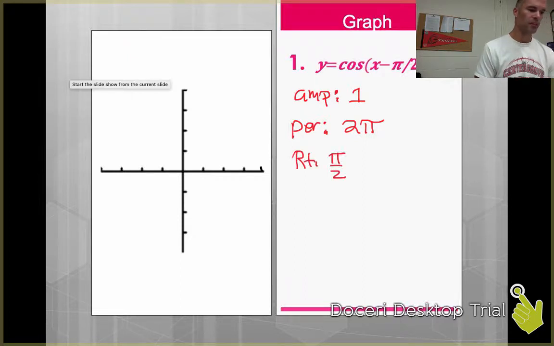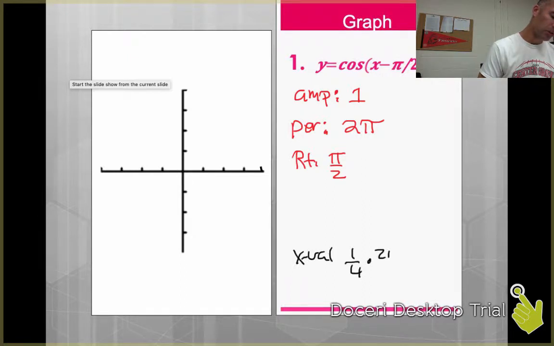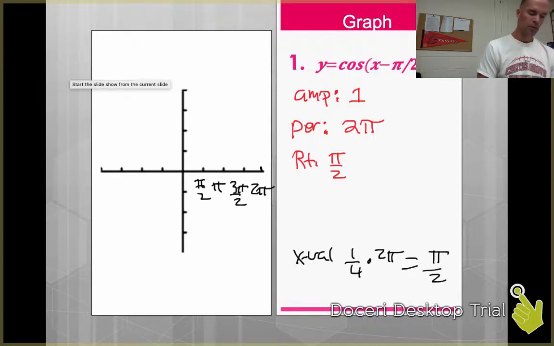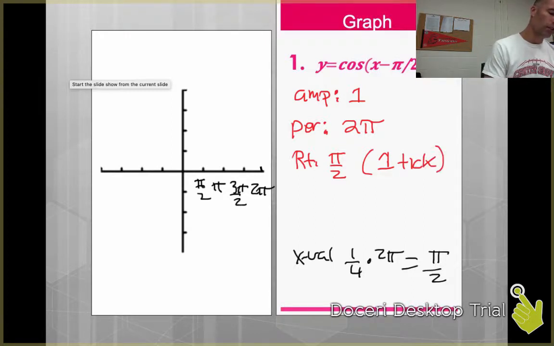Now let's think about that. If my period is 2 pi, so if I go ahead and mark out those tick marks, remember to get the x values, you go 1/4 times the period, which is 2 pi. So that is pi over 2. So I've got pi over 2, pi, 3 halves pi, and 2 pi, right? So how many tick marks away from the origin is pi halves? So I'm going to say that right there is just 1 tick mark. So I'm going to move everything to the right, just 1 tick mark.